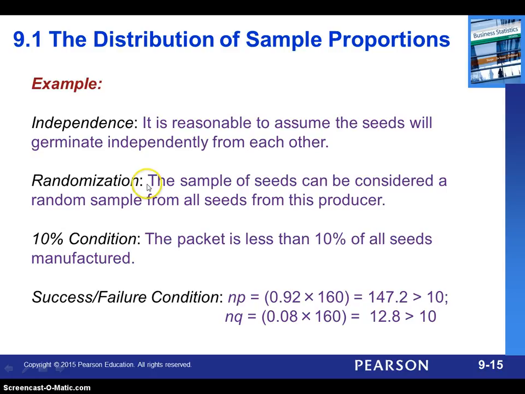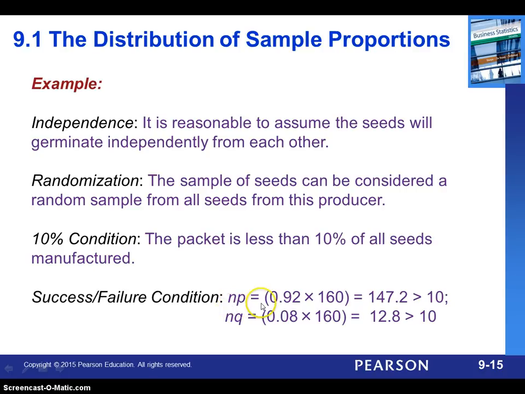Again, you'd have to be a little careful if you're going to test a bunch of these seed packets. You'd want to pick a packet and then pick the next packet randomly. You wouldn't want to just pick two packets right next to each other, because if there was a bad batch or something, it could affect packets that are close to each other. So you'd have to consider how that's done. 10% condition: there's no way that our 160 seeds is going to be close to the total population of seeds. There's probably literally millions, maybe even billions of individual seeds. We're not even close to being 10% of them.